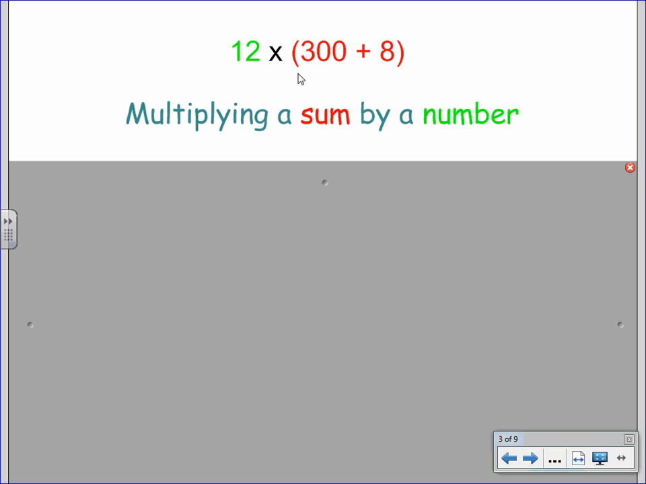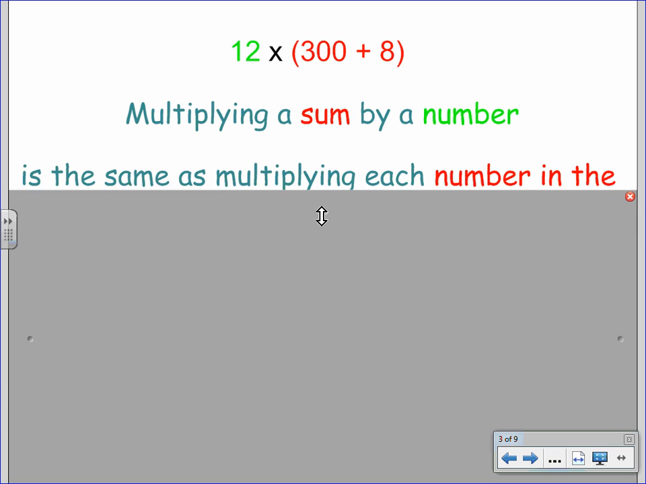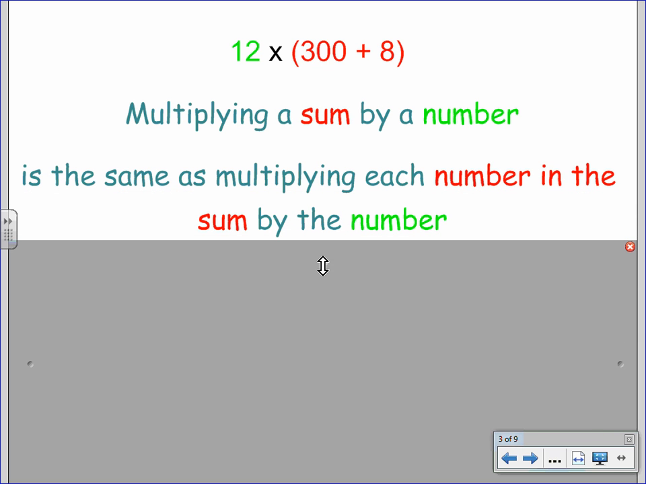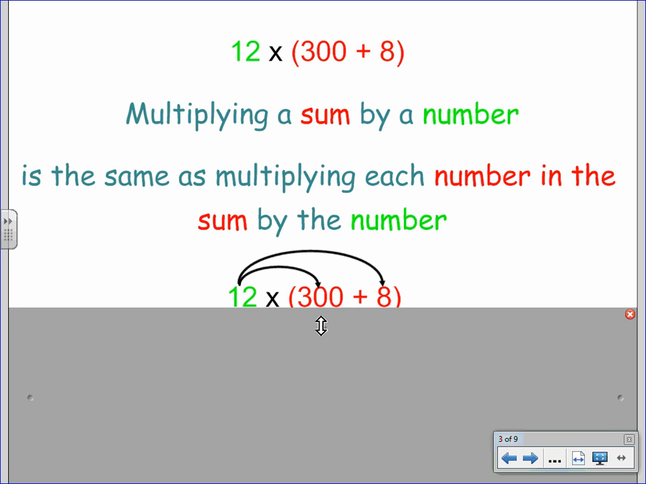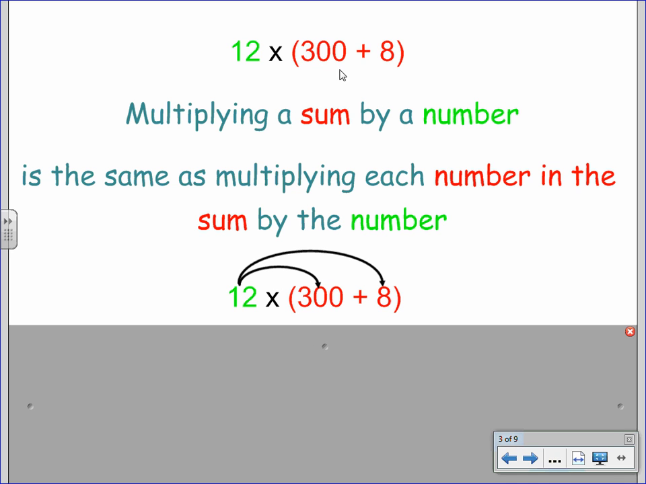Multiplying a sum, so here we have a sum, right? 300 plus 8 would give us a sum of 308. So multiplying this sum by a number, which our number in this case is 12, is the same as multiplying each number in the sum by this number in green. Okay, so multiplying this sum by a number is the same as multiplying each number in the sum by the number. So basically think of the distributive property as you distribute this 12 out to each number in the sum.